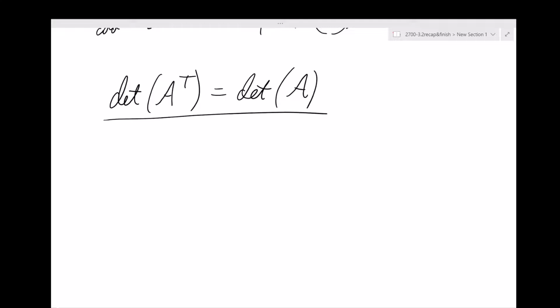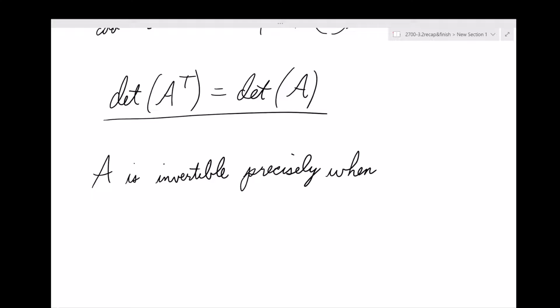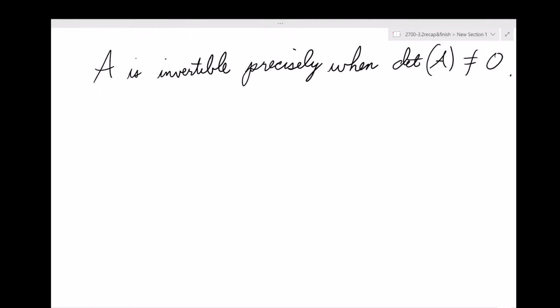Another fact that we talked about before was that a matrix is invertible, let's say precisely when its determinant is not 0. So why is that? Well, let's think about that a little bit.